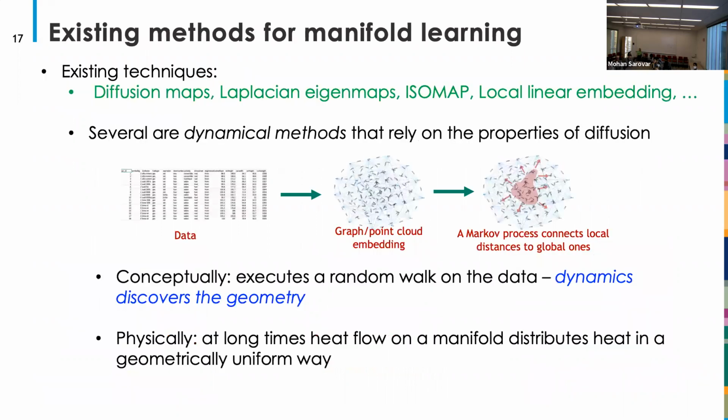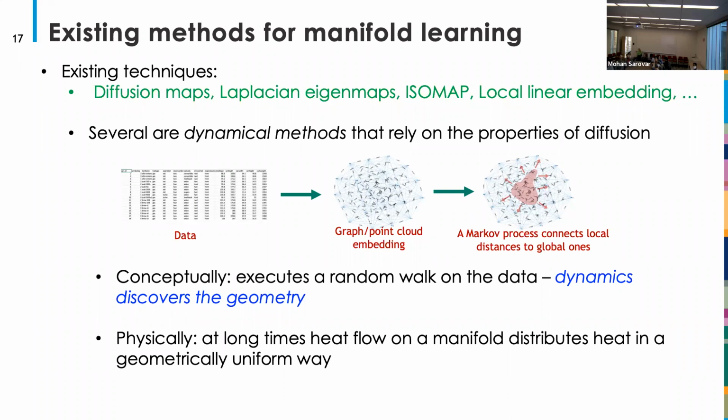So given that context, what are some existing methods to do this? These are some of the popular methods, and these are broadly used. The point I want to make is that several of these are dynamic methods, meaning that they're informed by physics and dynamics. And this is actually a general thing in a lot of data science. If you look behind a lot of data science algorithms, a lot of them are just motivated by physical concepts. And this is a perfect example of this.